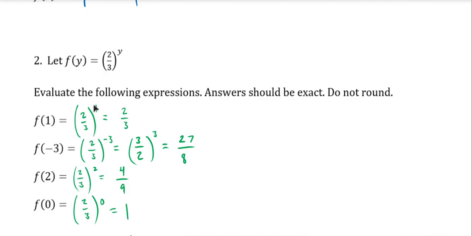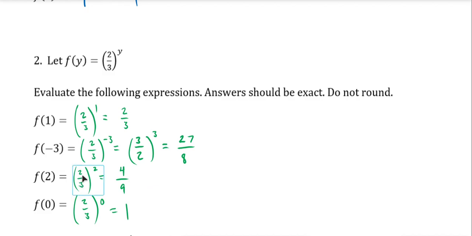I just replace y with 1, something to the first power is itself. Replace y with -3, and here I'd like to evaluate the negative part first. That's going to take 1 over 2/3, or 3/2, its reciprocal. And then raising each of these to the third power, I get 3 to the third, which is 27, over 2 to the third, which is 8.